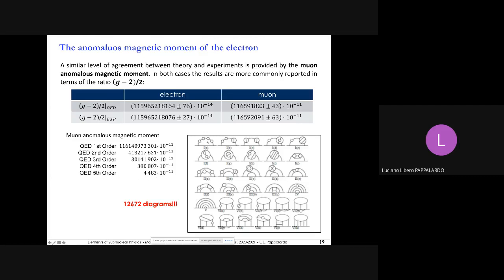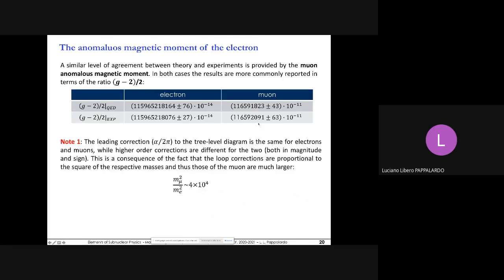So in order to make such a precision value, they had to compute so many diagrams. A crazy work, of course. But that is what you need in order to make a comparison with the experiment, because the experiments are now also becoming extremely precise in this field. Now, a few comments.